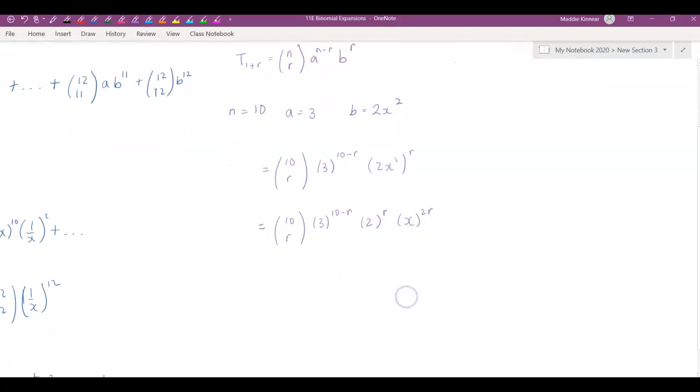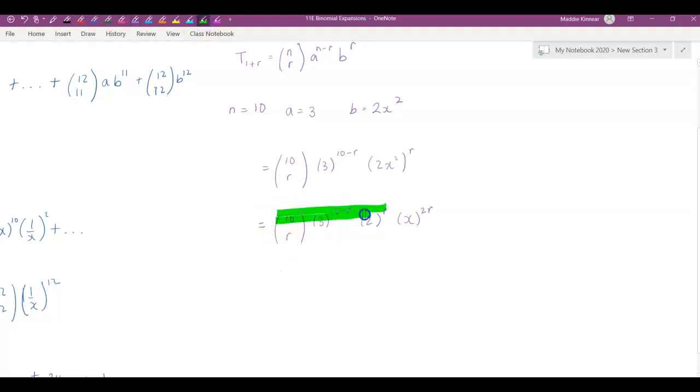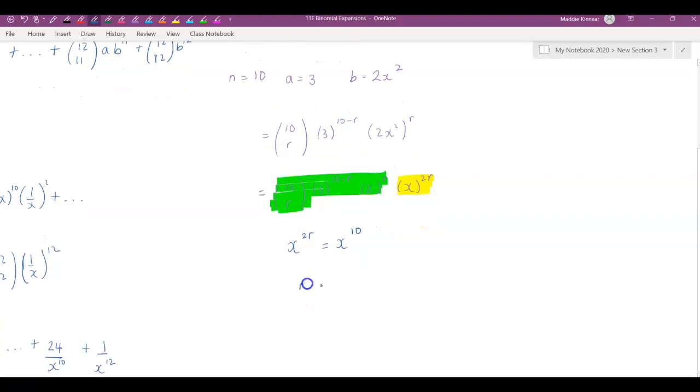Now we've isolated our x, so all this section here is all just going to give you the coefficient essentially. It's just numbers, there's no x's in that term. So what we know is that this is where our x to the 10 is going to come from. So we can say, well, x to the 2r must equal x to the 10, so that we can find out what value of r this would equate to. So the value of r is actually when r is equal to 5, because 2r equals 10 and r equals 5.